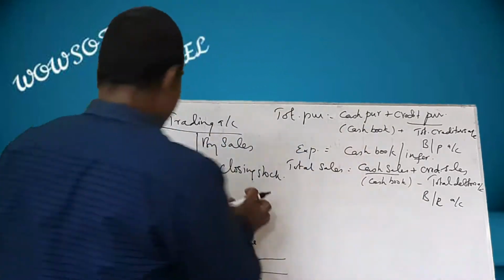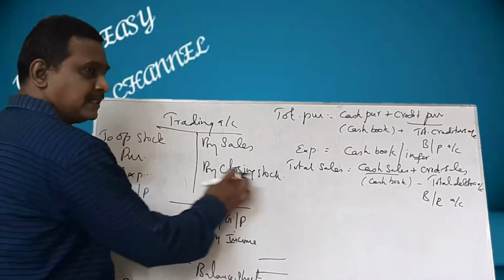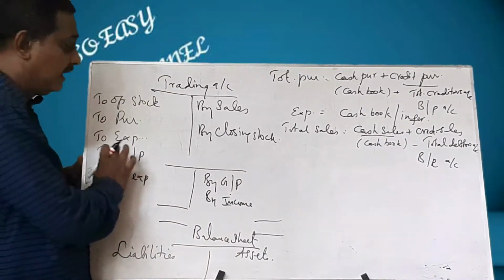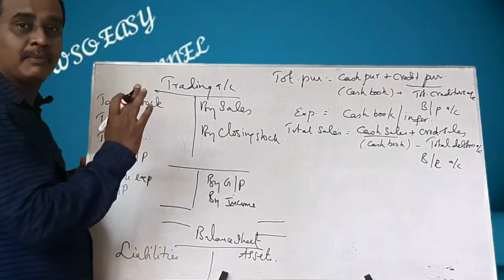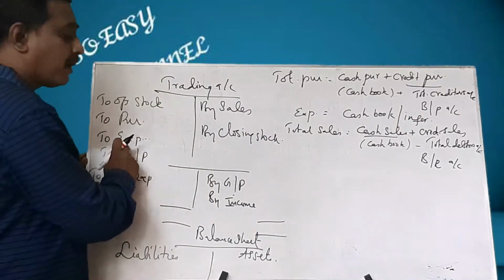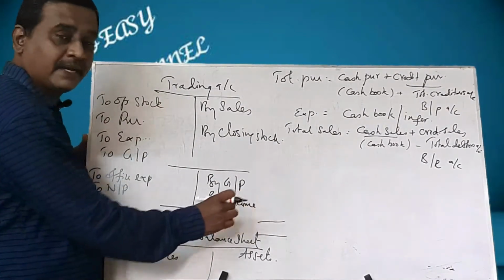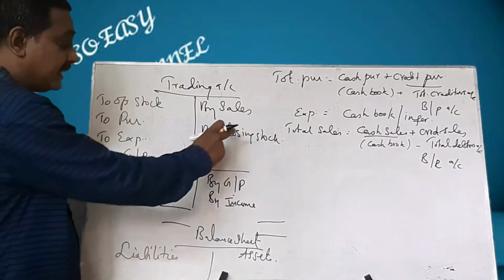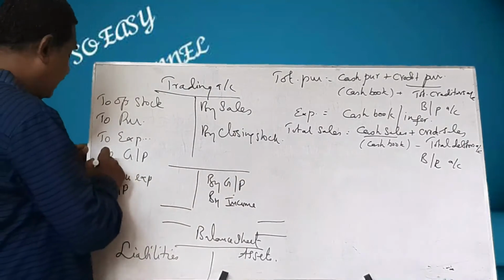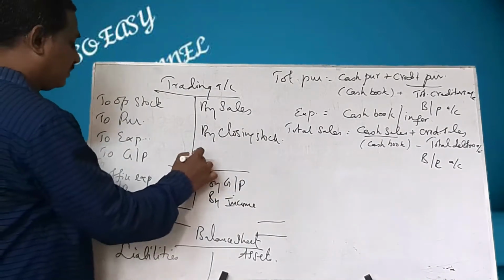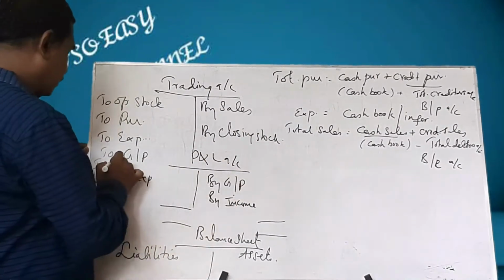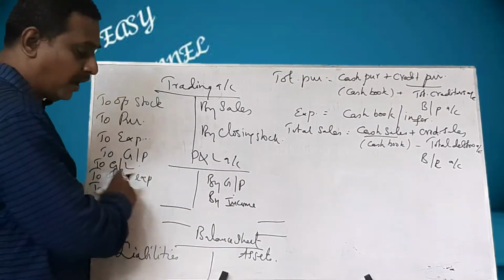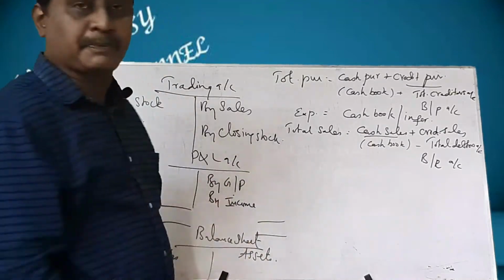Now, when you balance these two, if this side is exceeding, there will be gross profit. When this side is exceeding, there will be gross loss. This gross profit will be taken to the credit side of the profit and loss account. When there is gross loss, that will be taken to the debit side of the P&L account.